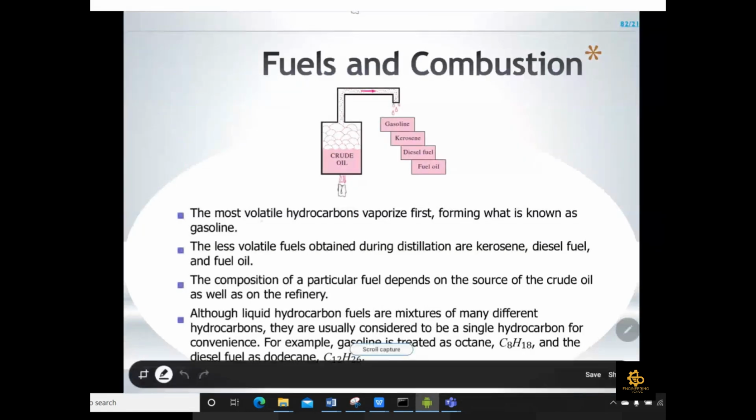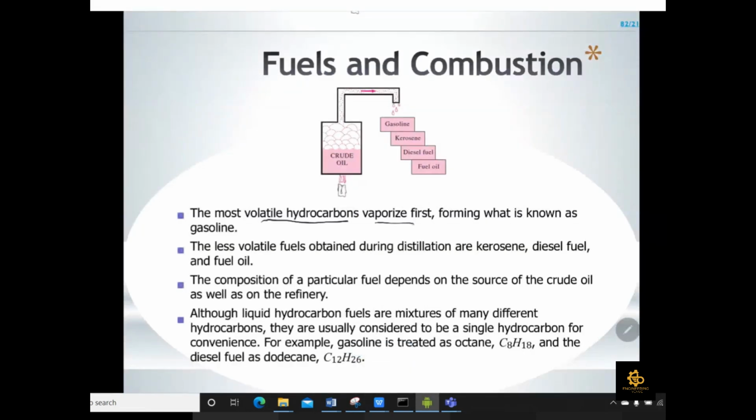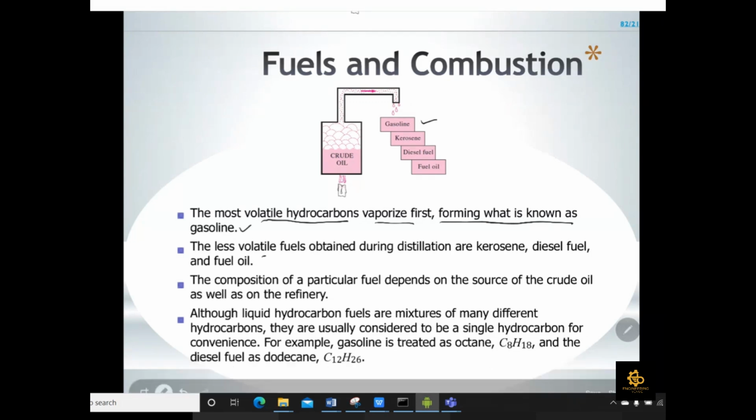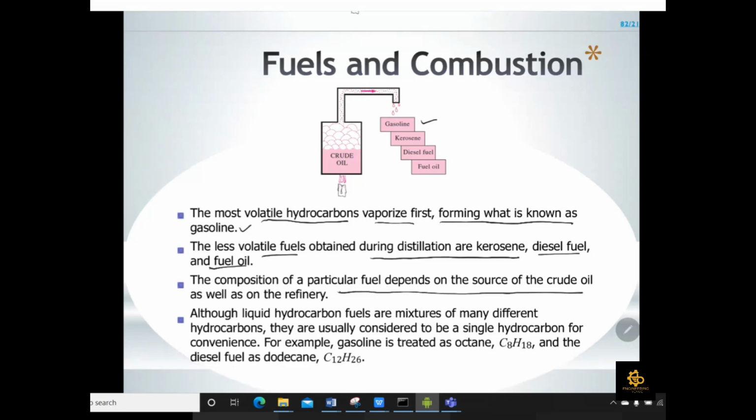The most volatile hydrocarbons vaporize first, forming what is known as gasoline. You can see in the picture that gasoline comes at the first stage. Then the less volatile fuels obtained during distillation are kerosene, diesel fuel, and fuel oil. The composition of a particular fuel depends on the source of the crude oil as well as the refinery.